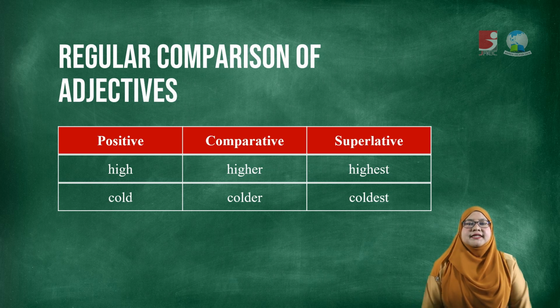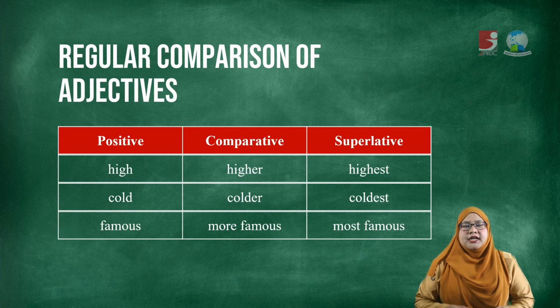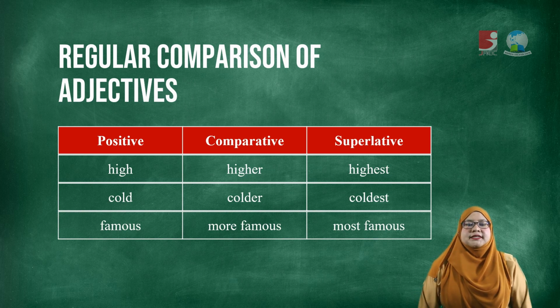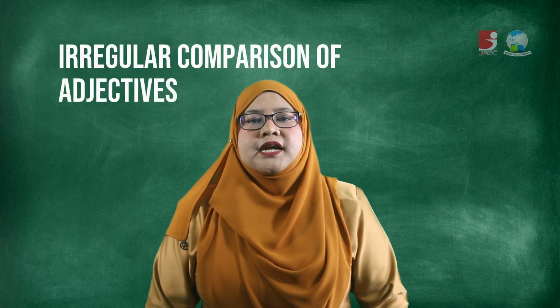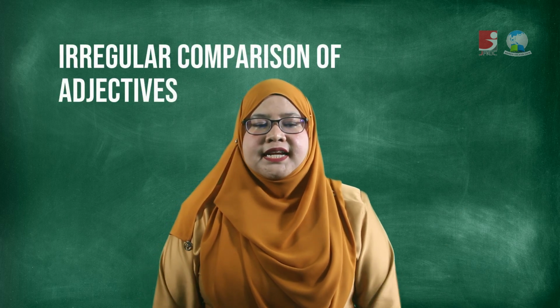For example, famous. In comparative adjective, we will use more famous. In superlative adjective, we will use most famous. Hardworking, more hardworking, and in superlative adjective, we will use most hardworking. Lastly, irregular comparison of adjective.